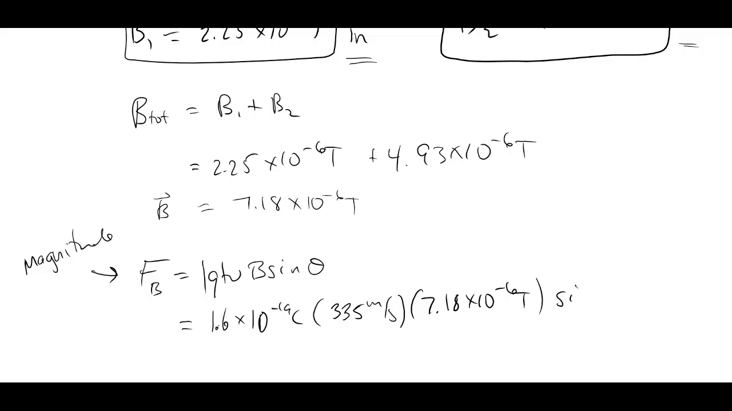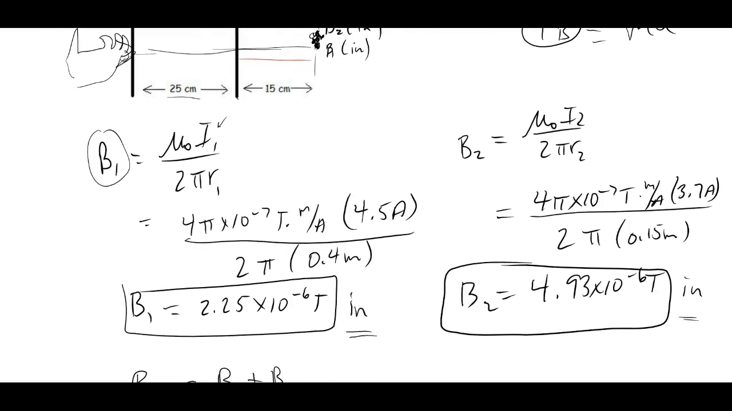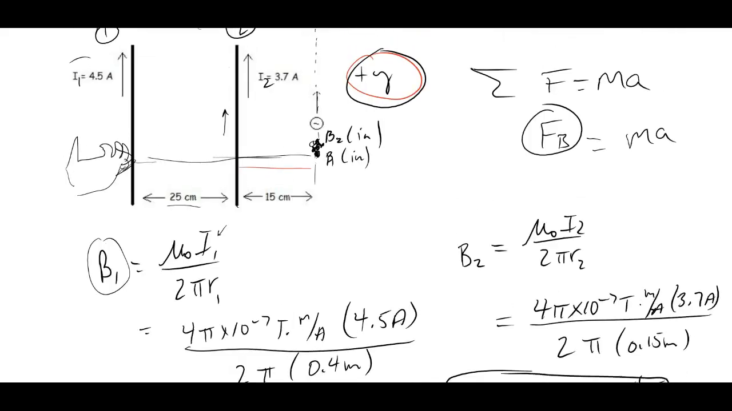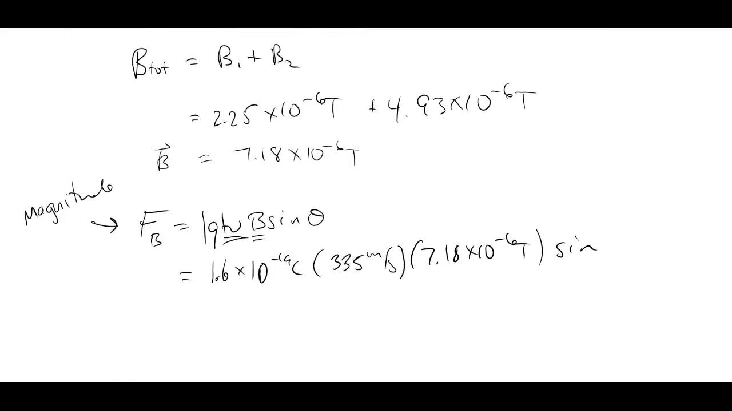And then sine of the angle. Now remember, the angle is between V and B. So if I take a look, V is straight up in the positive y, but the B field is in, that's technically the negative z, into the page, so that's 90 degrees. And so that's sine of 90 degrees, which we all know is 1. So if I multiply all of that together, I'm going to get 3.85 times 10 to the negative 22nd newtons, and that is the magnetic force.